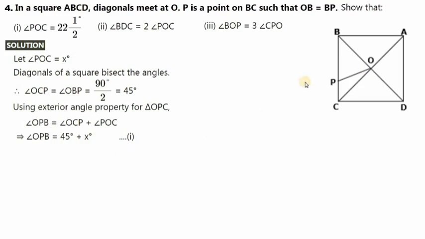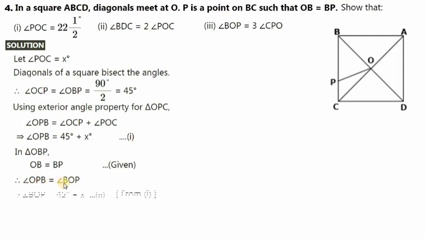Now kindly look at this carefully. In triangle OPB, this side is equal to this side, because it is clearly given here. So what kind of triangle is this? This becomes an isosceles triangle. In an isosceles triangle, you know that this angle and this angle have to be equal to each other. That's why I have written angle OPB equals angle BOP. You know that OPB is 45 plus x degrees, so BOP is also 45 plus x degrees. This is from equation number 1.